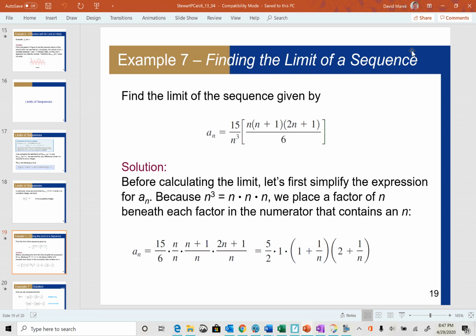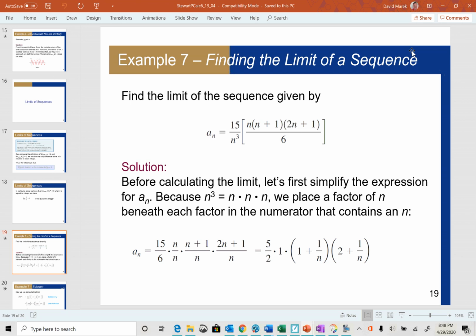All right, so let's take a look at this lovely sequence here. We have an explicit formula for any term a sub n. It's going to be equal to 15 over n cubed times the quantity n times n plus 1 times the quantity 2n plus 1, all over 6. My goodness, what an interesting expression that is.